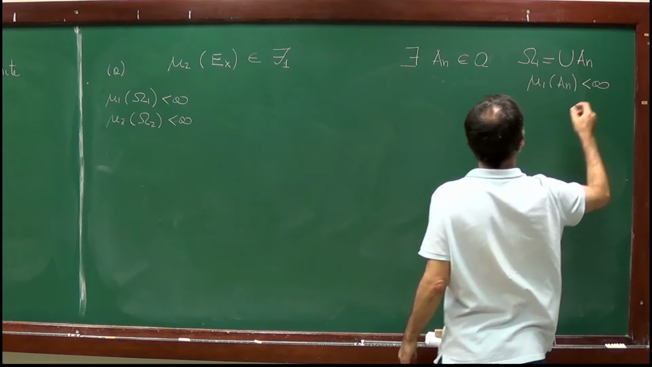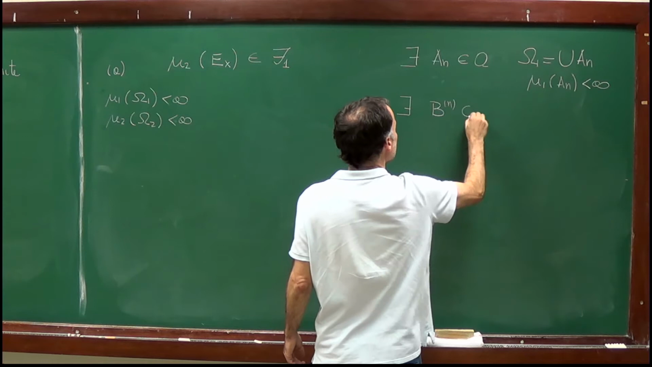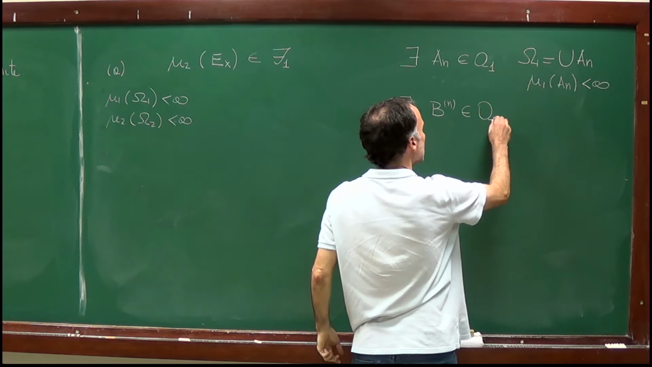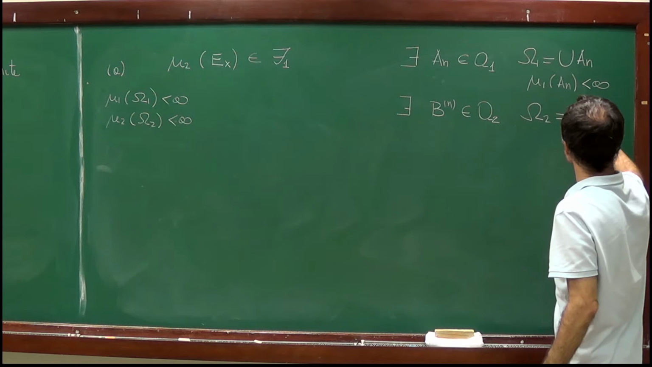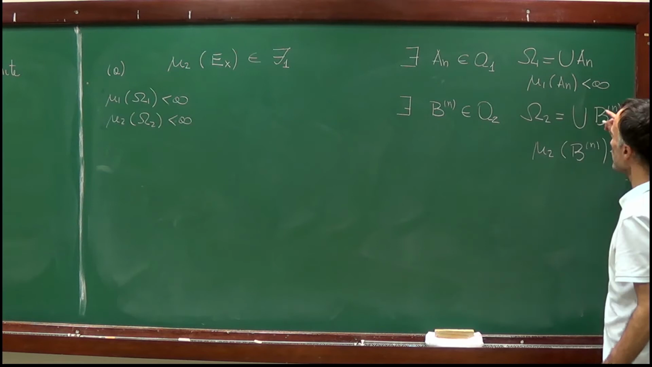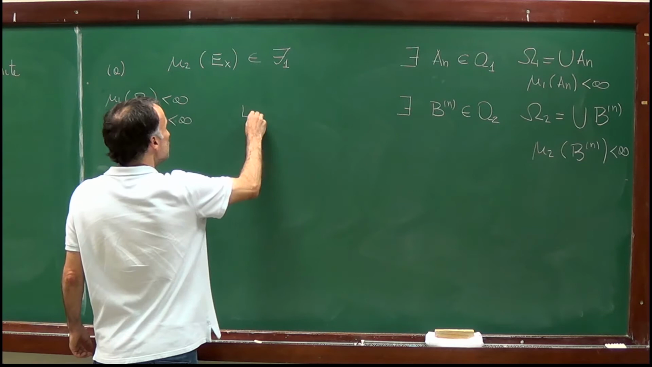And also, there exists a sequence Bn of elements in the algebra of sets of F2, such that omega 2 is equal to the union of Bn, and the measure mu 2 of Bn is finite. Again, I will put the index as upper indexes. So now let me consider E, a set in F.